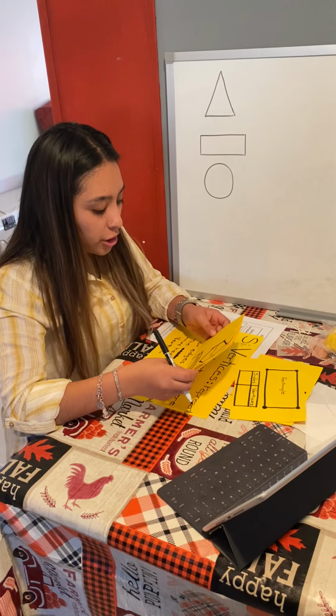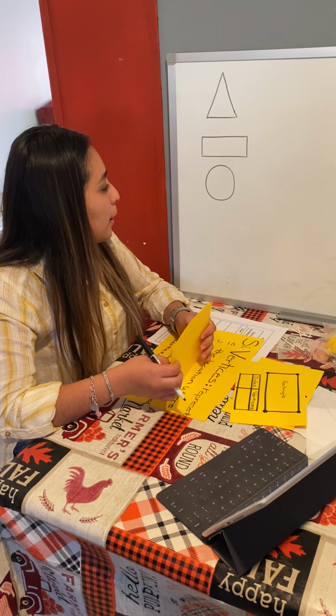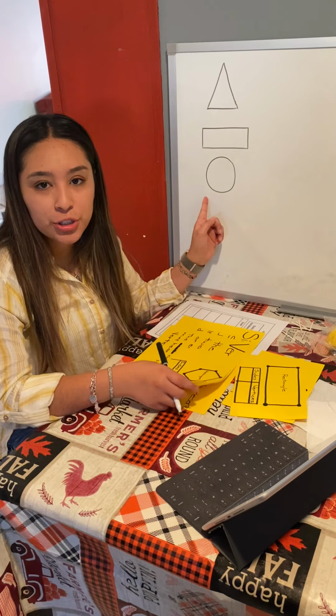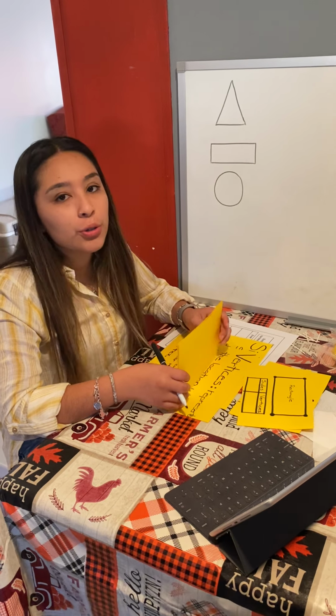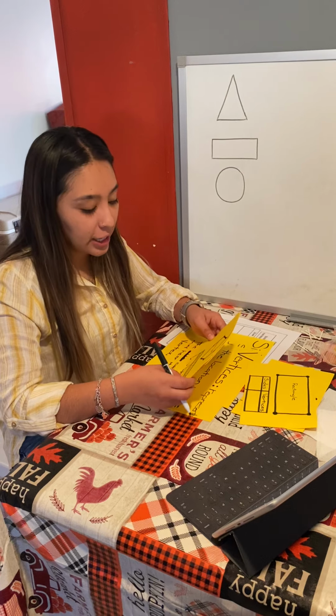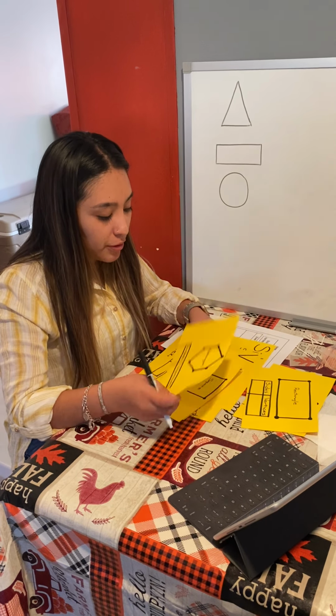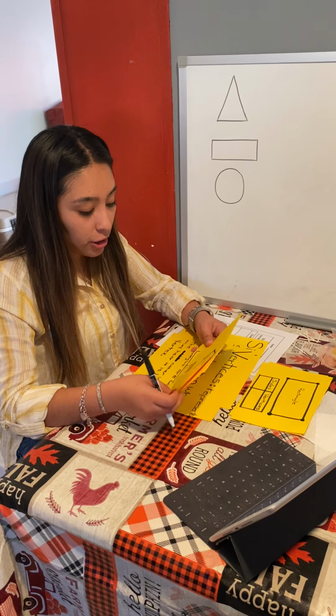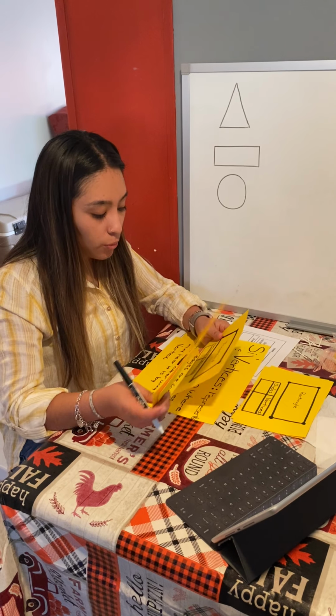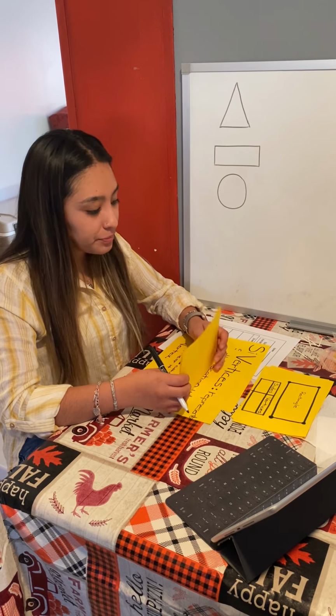It is a circle. And we won't be focusing on this one too much today because we all know that a circle has no vertices or sides. So we'll be focusing more on triangles, rectangles, hexagons, squares, rhombus, and trapezoids.